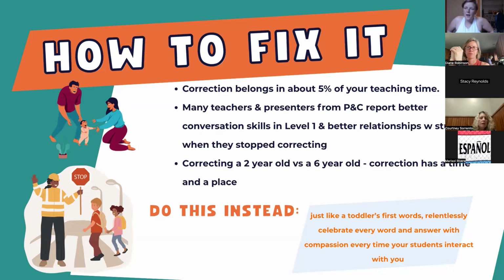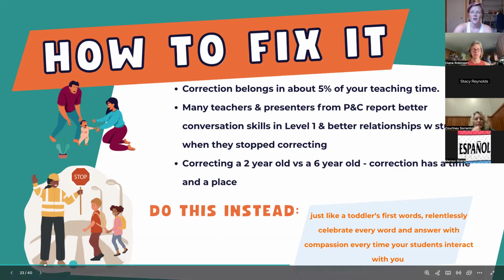But the way that I want you to conceptualize this is that every time that you're correcting a student in the target language, you're making it a lot harder for them to interact with you. So think of it this way. Sure, there's room for correction in your class, but it's a lot less than you think. Correction belongs in about 5% maybe of all of the teaching time that you're going to be doing with students. It's actually not that much.